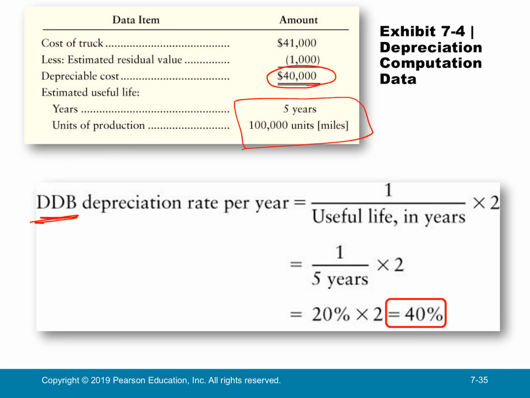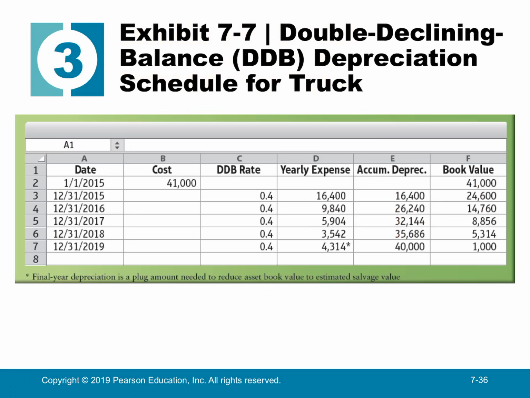Well, we're going to take the number 1, divided by the useful life in years. This is back to straight line method, 5 years, and we're going to multiply it times 2. That's where the double comes in. So 1 over 5 years is 20%, times 2 equals 40%, right? 20% times 2, 40%.